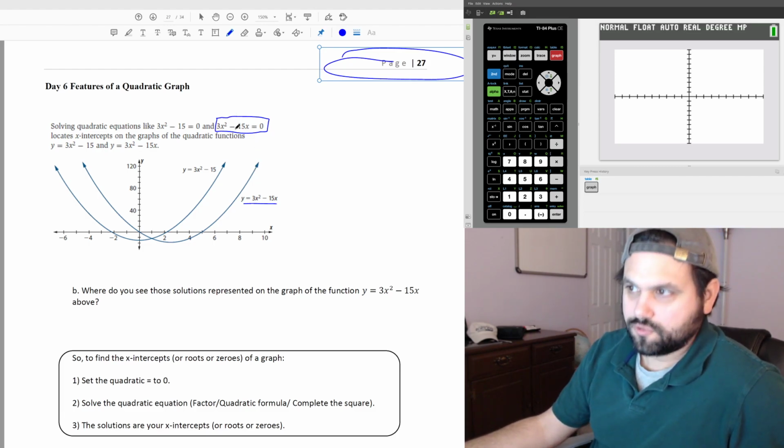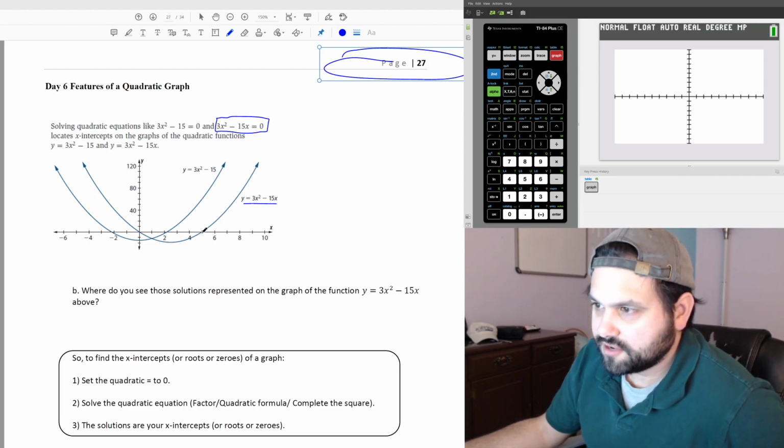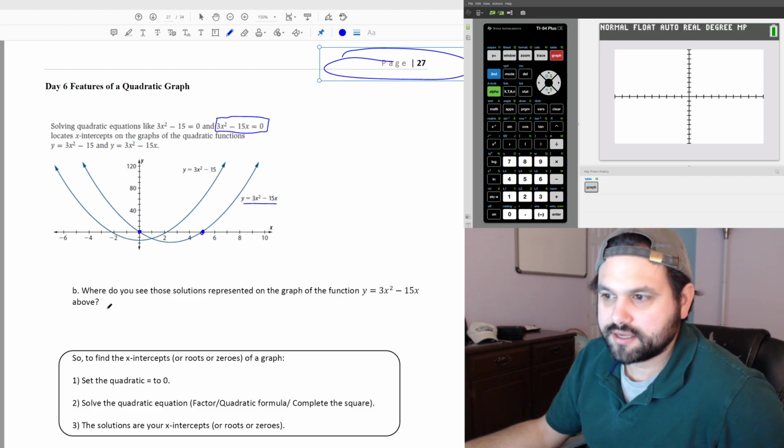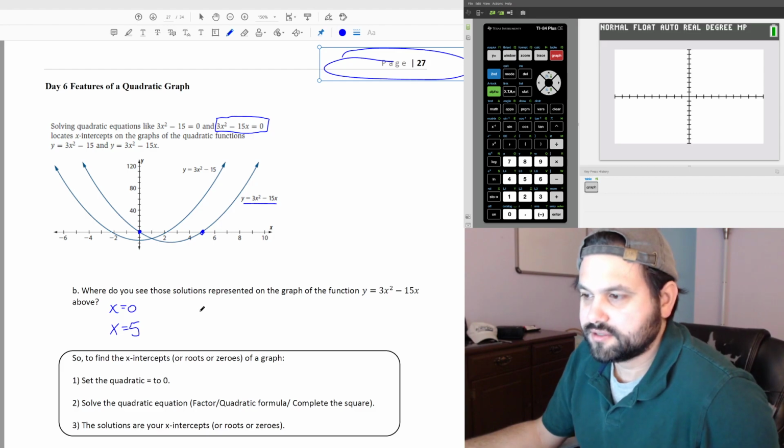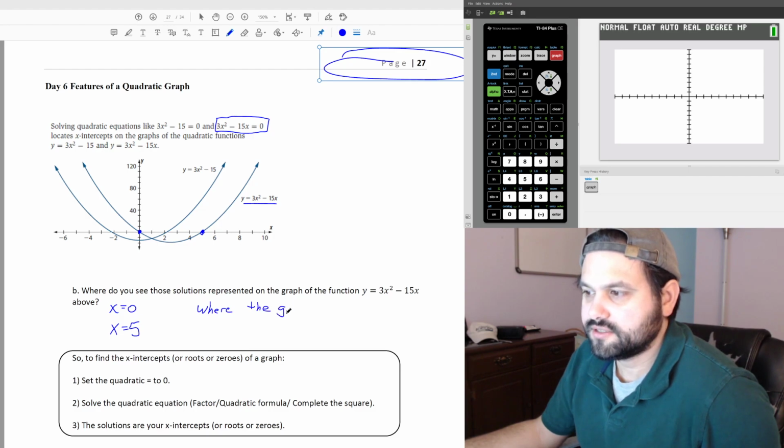And so we know that we're looking for when the function equals 0. And so we're looking for right there. And make sure I'm on the right one, right here. And so we see that it's at x equals 0 and x equals 5. And then in general, it's where the graph crosses the x-axis.